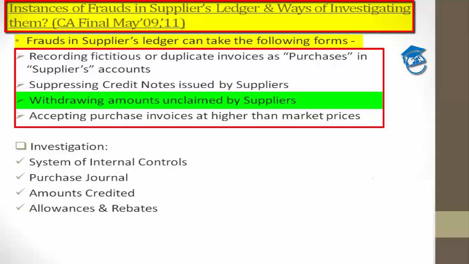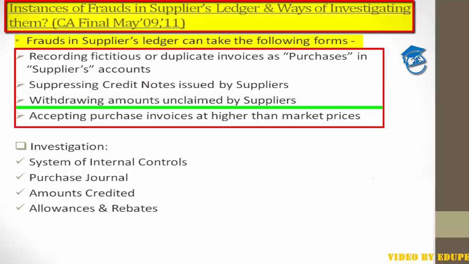So now what is this accountant going to do? He is just going to withdraw that amount which has remained unclaimed by Ram from the supplier's ledger and keep it in his or her pocket. They'll tell you, boss, Ram came in and we have paid the amount back to Ram which was due to him. But actually that's not the case. So this is the third prominent fraud in the supplier's ledger, that is withdrawing the amounts unclaimed by suppliers.